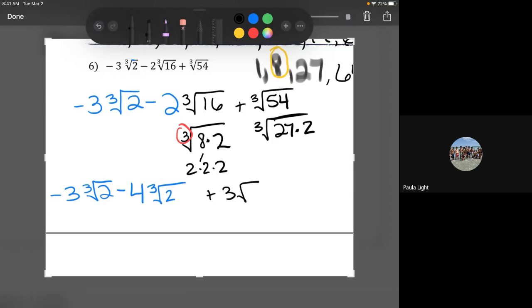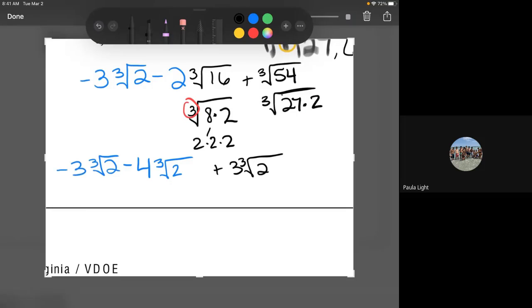And the radical 2 stays under the radicand. The 2 stays under the radicand. Now they're all like terms. They all have 2 under the radical symbol. The radicand is 2. And I can just add and subtract their coefficients, which is this number right here. -3, take away 4 is -7, add another 3. This -3 and +3 cancel, actually. So we're left with -4 cubic roots of 2.